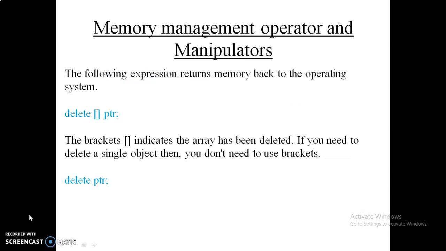In the following expression shown here, two ways are given. For deleting an array object, we have to mention a square bracket before the variable name. So we write delete, then square bracket, then ptr. Here we considered ptr as an array. If it is a simple variable, you do not need to mention the square bracket. You simply write the second option, delete ptr. It will release the memory used by the variable ptr.